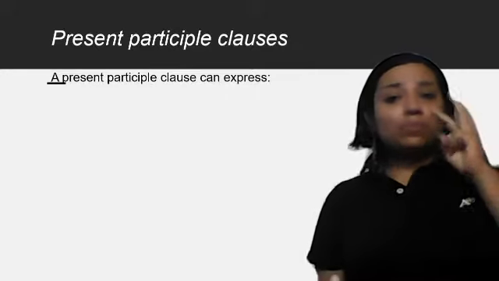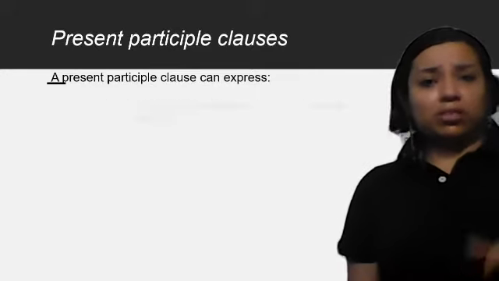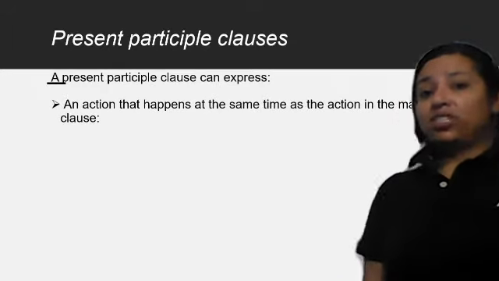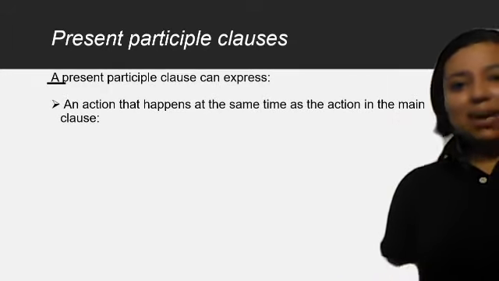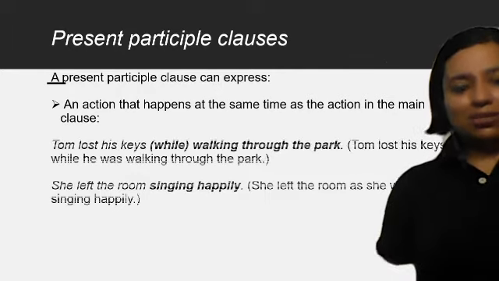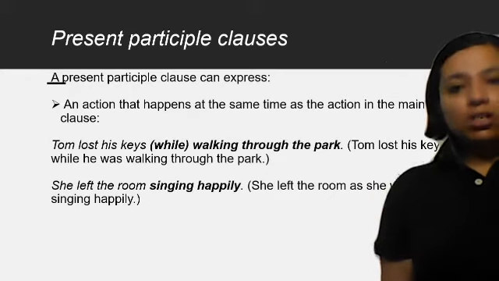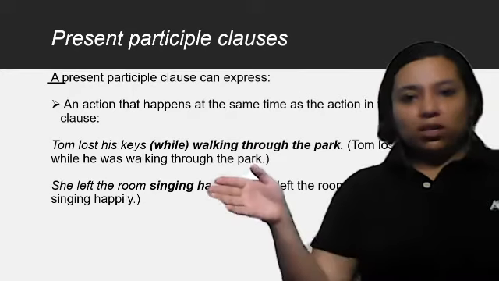Now, we have three categories in participle clauses. Present. This one can express an action that happens at the same time as the action in the main clause. Both situations happen in the same moment. Tom lost his keys walking through the park.